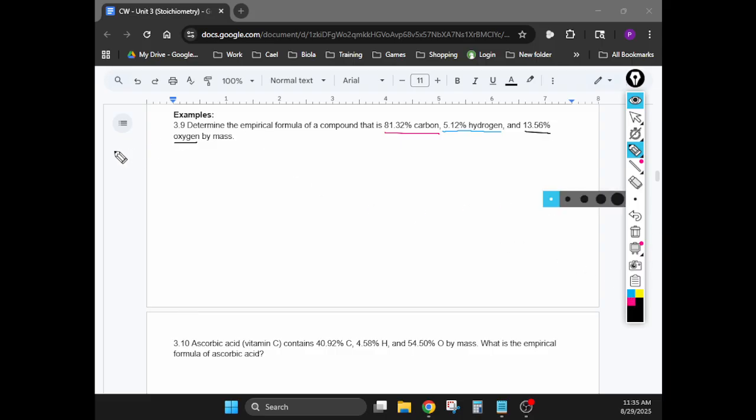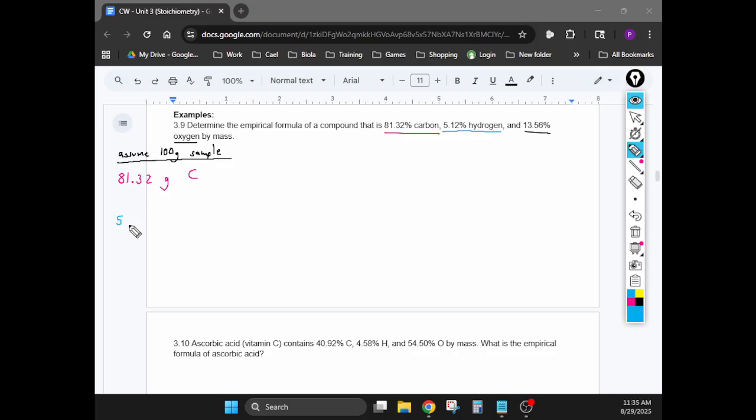So the way that you solve this problem, the easiest way, is first, you're going to assume that you have a 100-gram sample. Okay, why 100 grams? Because if you have 100 grams of something and you have the percentages, it just makes the numbers really easy to work with. So if you have a 100-gram sample of this compound, how many grams is carbon? 81. Yeah, it's just the percentage, right? So it'll be 81.32 grams of carbon in this 100-gram sample.